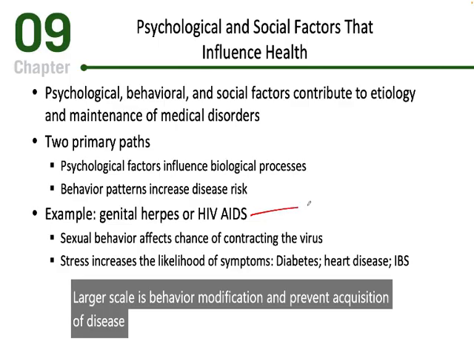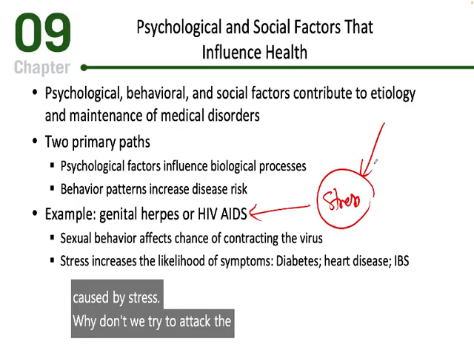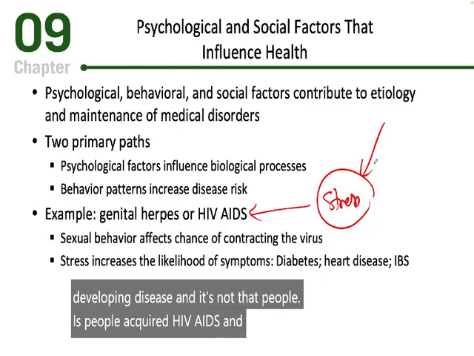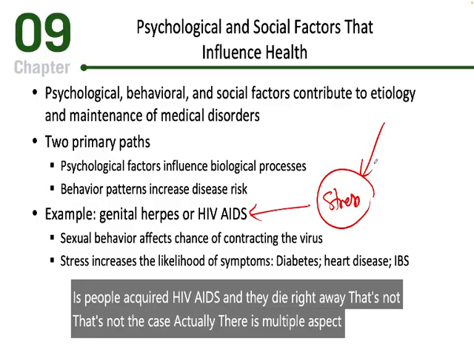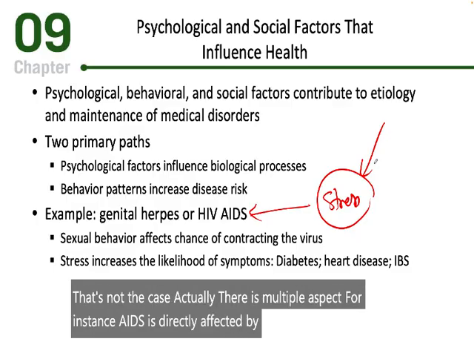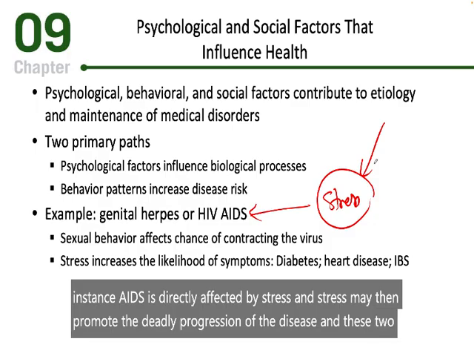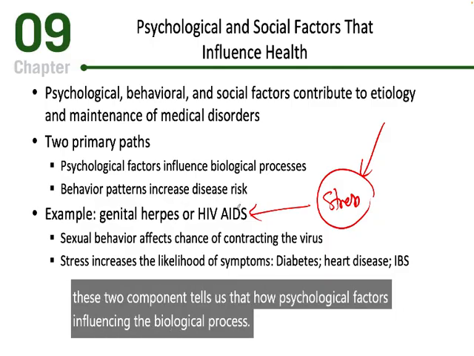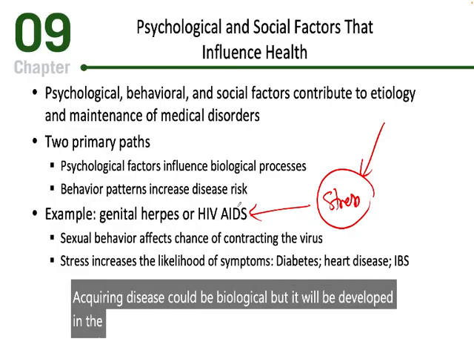Why? If we know these diseases are influenced by stress, why don't we try to attack the cause so we prevent developing the disease? And it's not that people acquire HIV/AIDS and they die right away. That's not the case. Actually, there are multiple aspects. For instance, AIDS is directly affected by stress, and stress may then promote the deadly progression of the disease. And these two components tell us how psychological factors influence the biological process. Acquiring the disease could be biological, but it will develop if a psychological factor like stress influences the progression of the disease.